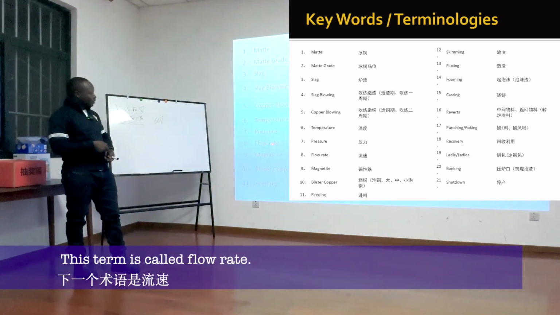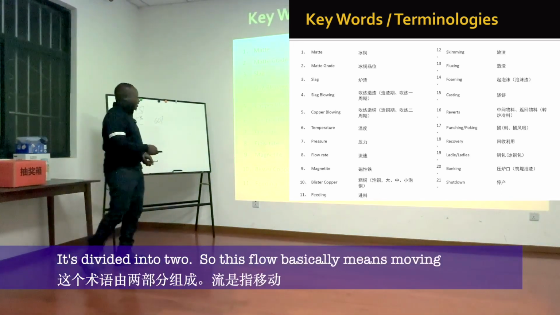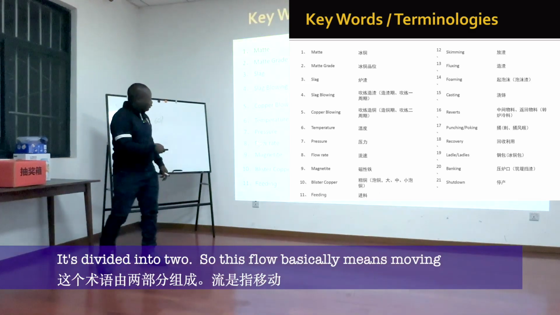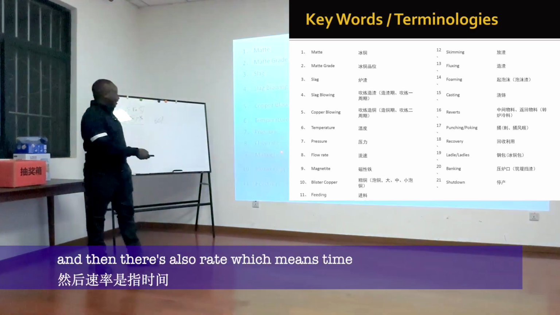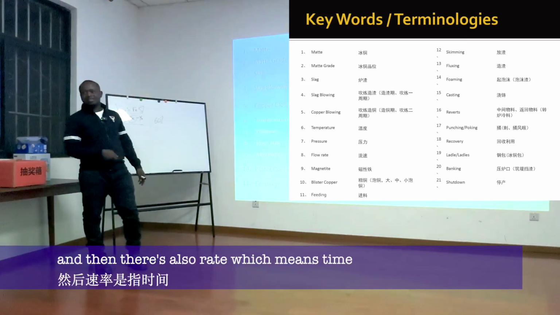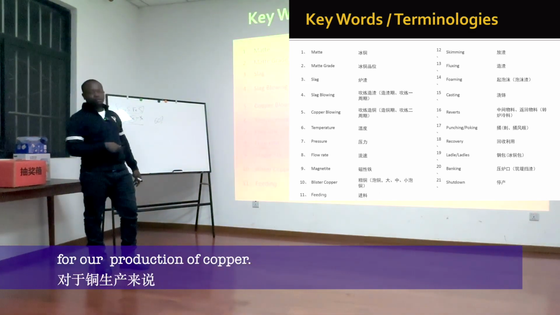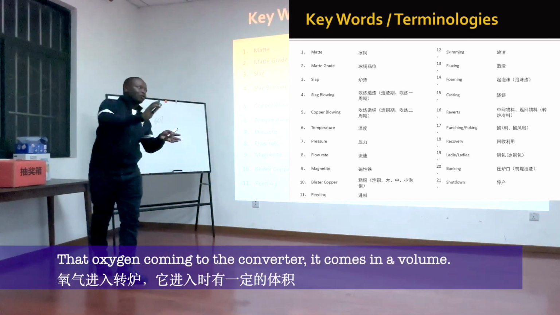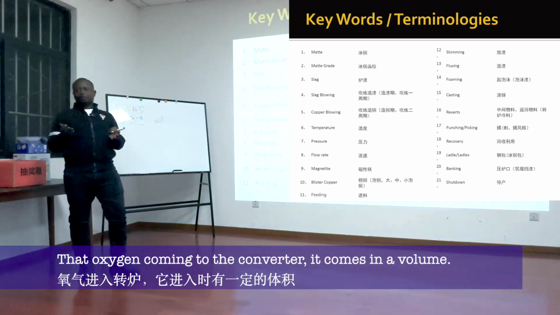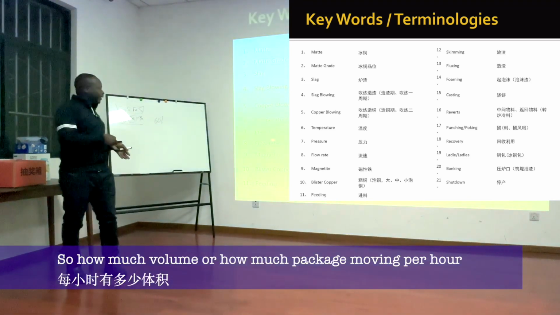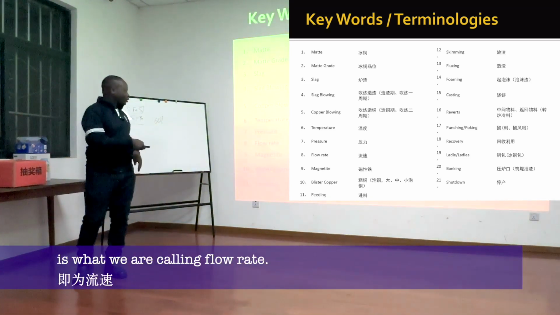This term is called flow rate. It's divided into two. Flow basically means moving, and rate means time. For our production of copper, the oxygen coming to the converter comes in a volume. So how much volume or how much package is moving per hour is what we call flow rate.